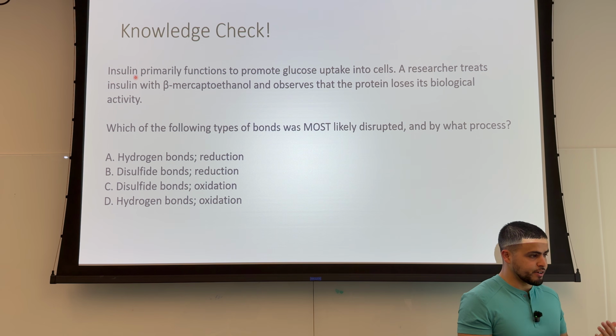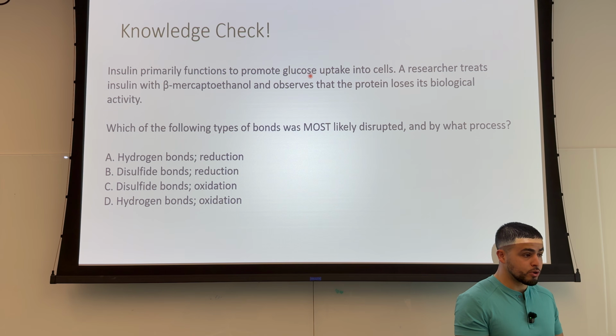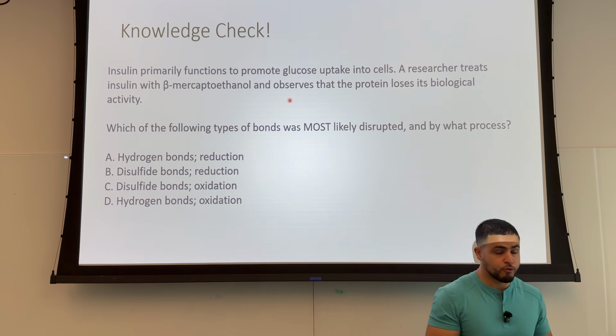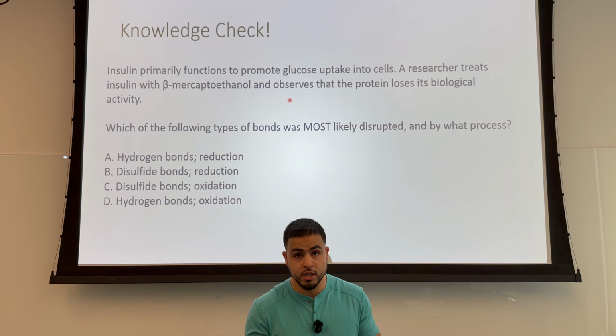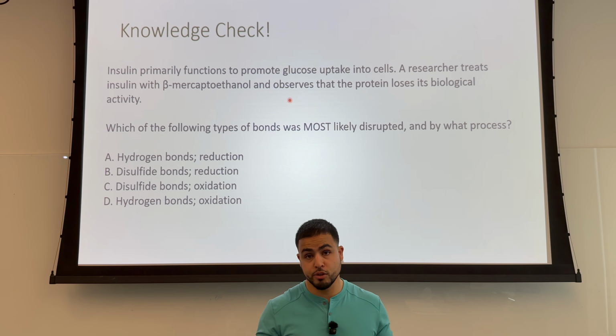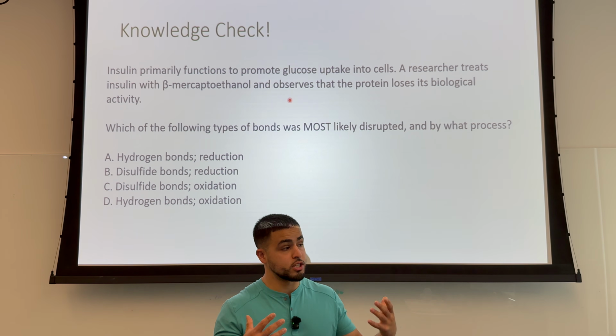All right, our next question here. Insulin primarily functions to promote glucose uptake into cells. A researcher treats insulin with beta-mercaptoethanol and observes that the protein loses its biological activity. Which of the following types of bonds was most likely disrupted and by what process? So for the purposes of the MCAT, you should know that insulin contains disulfide bonds. And if you disrupt those bonds, insulin will lose its structure and thus lose its function.